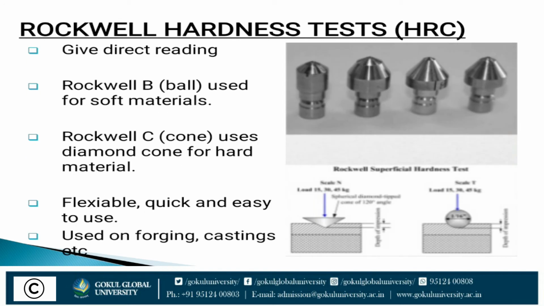Rockwell hardness test. It gives a direct reading. Rockwell B: a ball is used for soft material. Rockwell C: a diamond cone is used for hard material. We can see in the figure different types of indenter. It is flexible, quick and easy to use. It is used on forging, casting, etc.